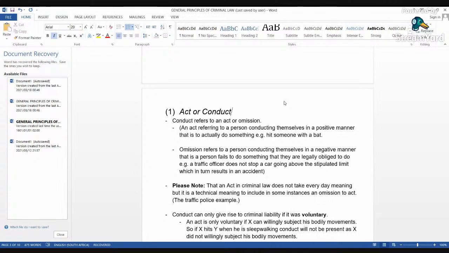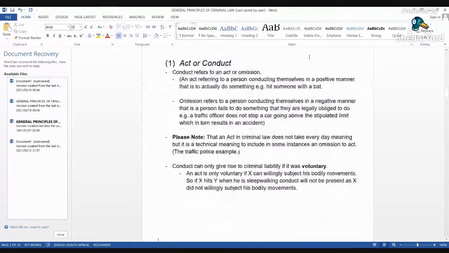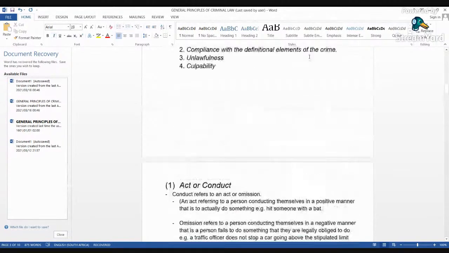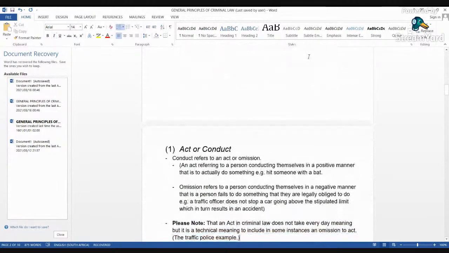So please note that when we're talking about an act in criminal law, we're not merely talking about someone who has done something per se. We'll also refer to someone who has omitted to act. Right, and we move on to act. Now that we have established what an act is and what it means in criminal law, we now have to look at when an act actually gives rise to criminal liability, or what we know as criminal culpability, either criminal liability or criminal culpability.